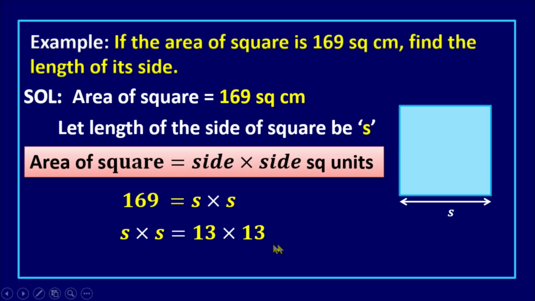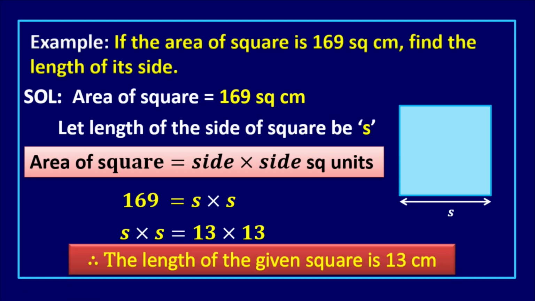Since we have S into S, I am writing it as product of 2 equal numbers. So I can write S is equal to 13. That means the length of the side of the given square is 13 centimeters. So let us see about area of parallelogram, children, now.